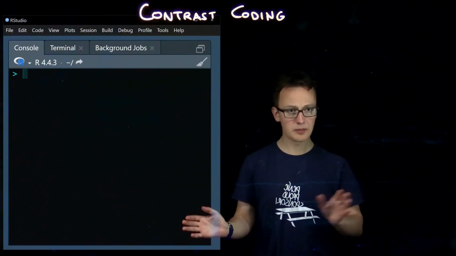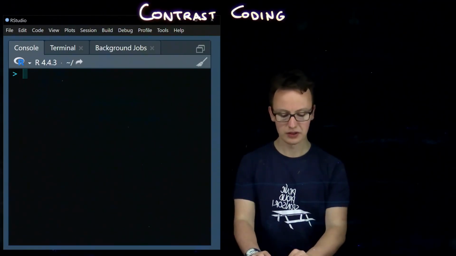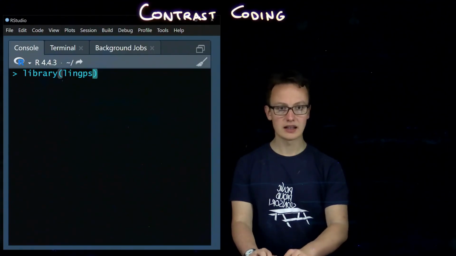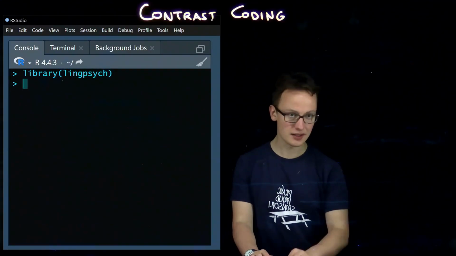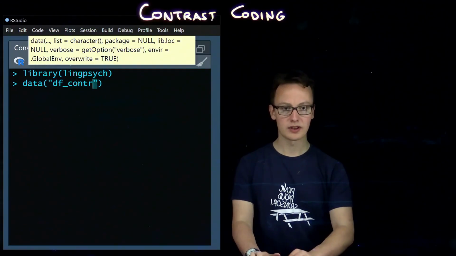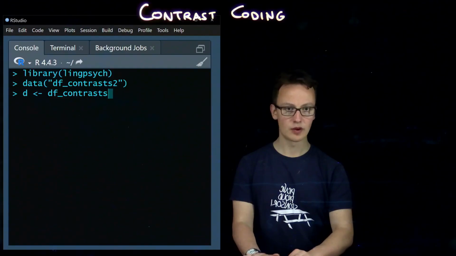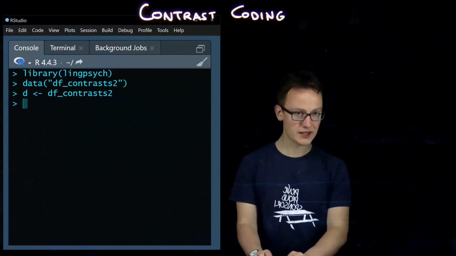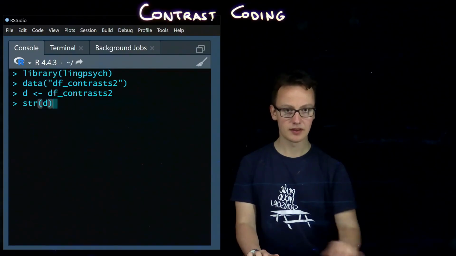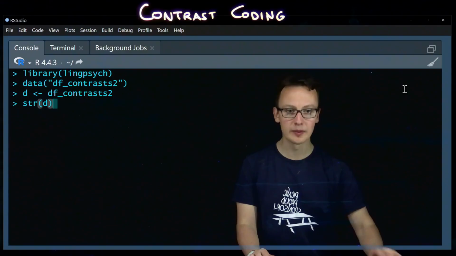So I'll show you what I mean using an example dataset from the LinkPsych package. Loading the LinkPsych package, we can access various example datasets. One of them is called df contrasts 2. Let's save that as a variable d, which makes it easier to access, less typing. And now let's see what this data frame looks like, what kind of variables are in there.